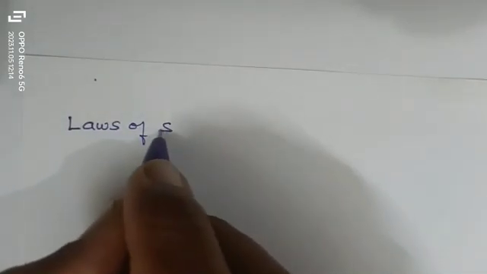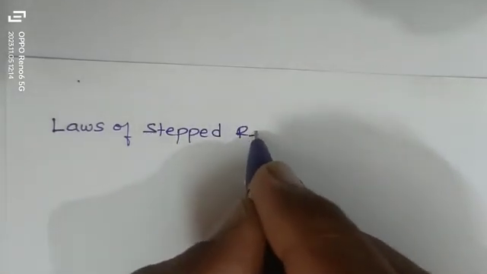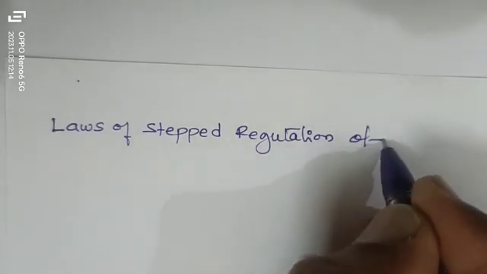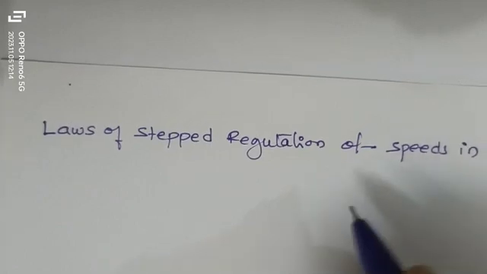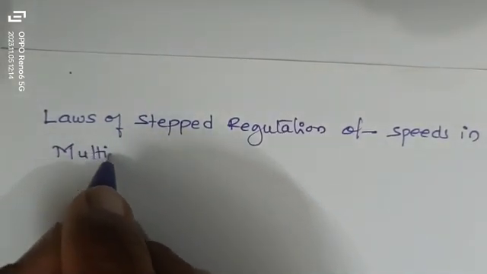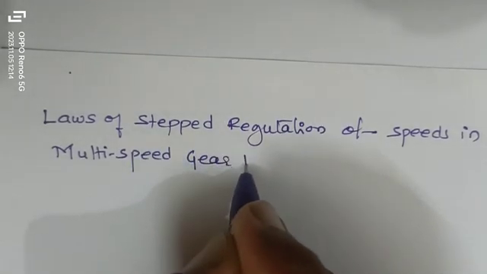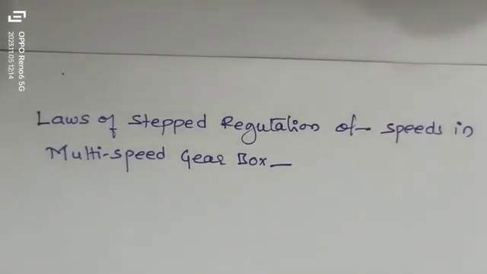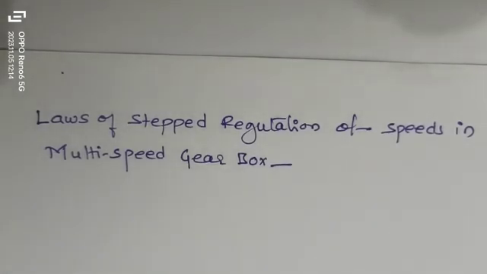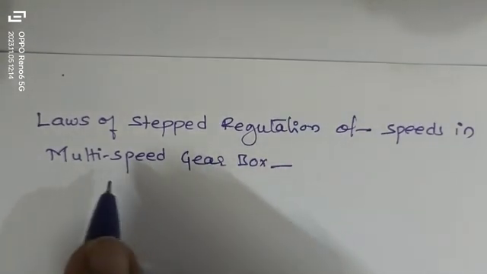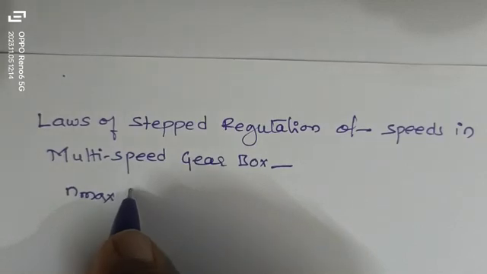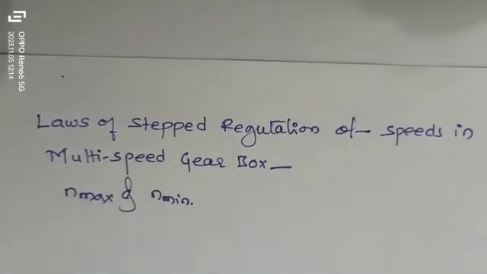So now the very important point we're discussing is the laws of stepped regulation of speeds in multi-speed gearbox. Here, in a multi-speed gearbox, for a fixed single input speed, the output speed obtained is between the maximum speed and the minimum speed, that is, N max and N minimum.